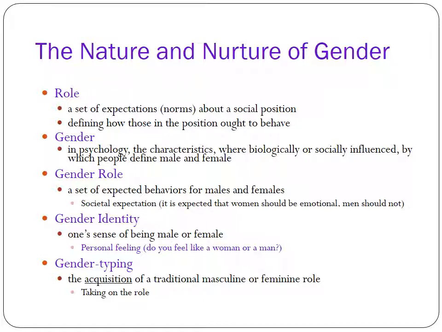Gender typing is when you take on the role of being male or female. So really, it's just kind of a breakdown slowly of different terms and how they're utilized. If you want to, just pause it right here, read them over. But again, we're not going to spend too much time on those topics.